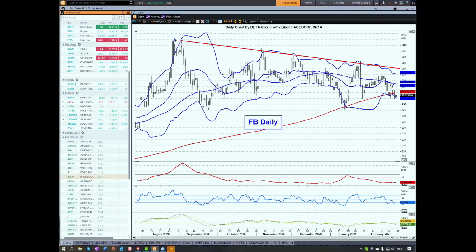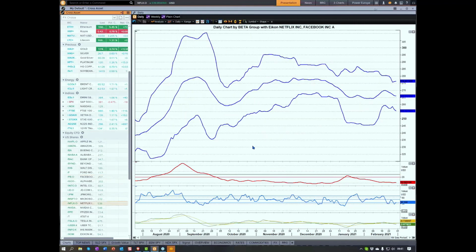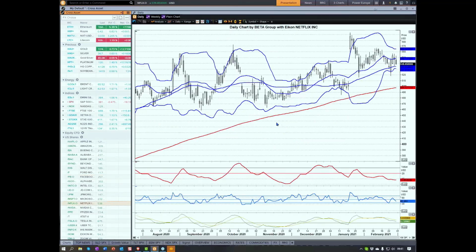Facebook. Okay, this is still consolidating here, but we've got a 1, 2, 3 beautiful downtrend line in place here, and it hasn't broken particularly down, but it's not looking strong. And then Netflix, okay, again, not looking weak, I would say, but it's consolidating and moving sideways, but not exciting like we are seeing in other areas.